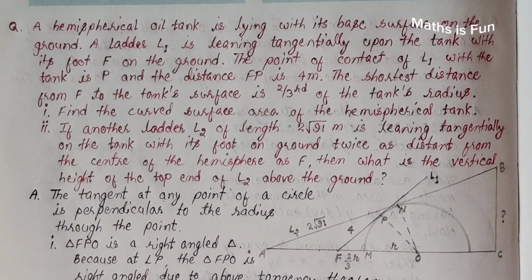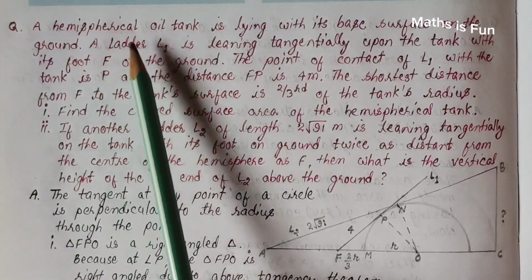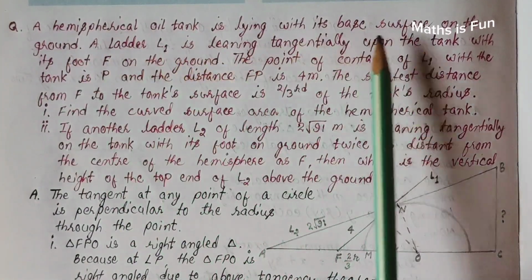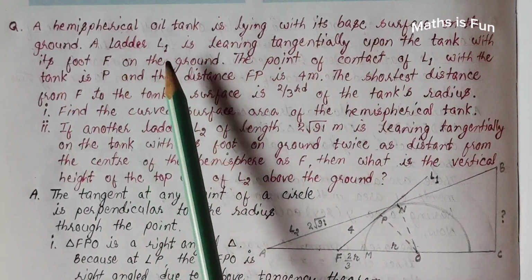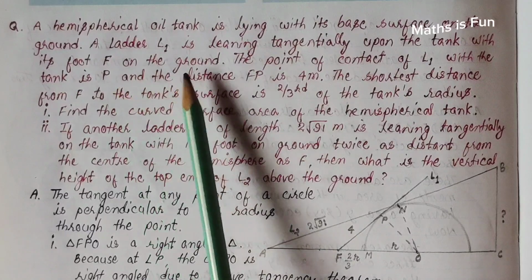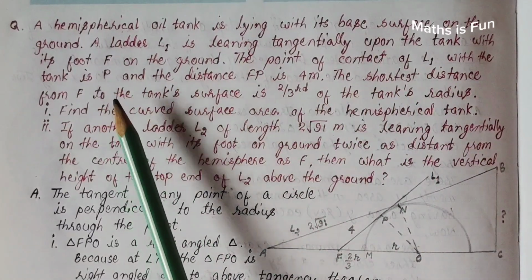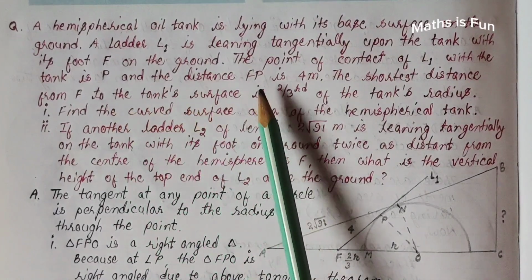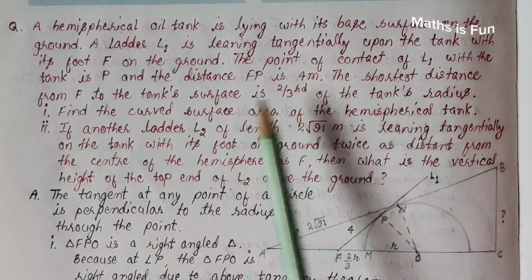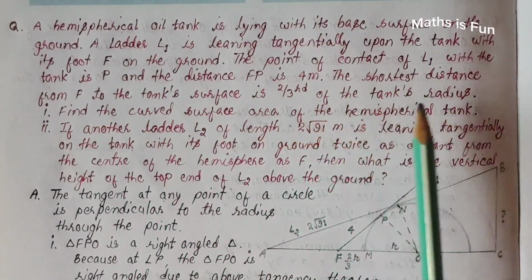We have a geometry question in this video. The question goes like this. A hemispherical oil tank is lying with its base surface on the ground. A ladder L1 is leaning tangentially upon the tank with its foot F on the ground. The point of contact of L1 with the tank is P and the distance FP is 4 meters. The shortest distance from F to the tank's surface is 2/3 of the tank's radius.